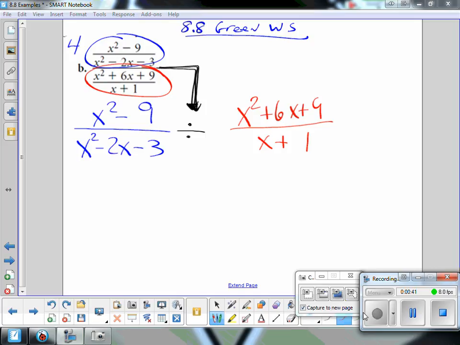So what we'll do in the next line down is we will factor the top and bottom of the left and the right, and we'll take that red fraction and we'll flip it.